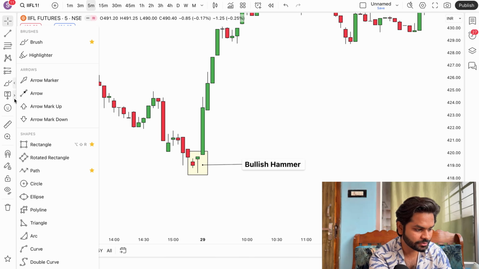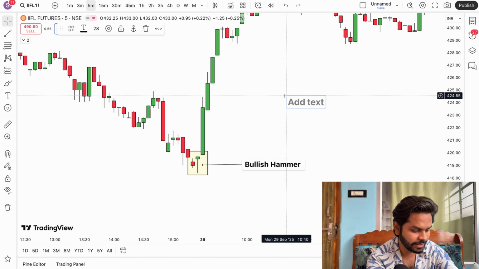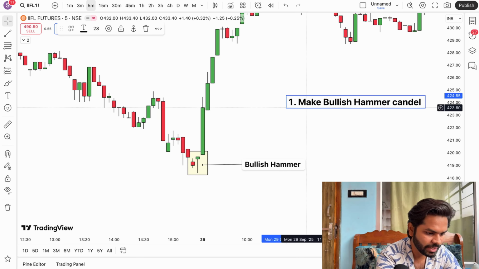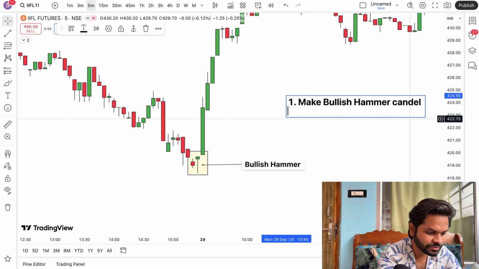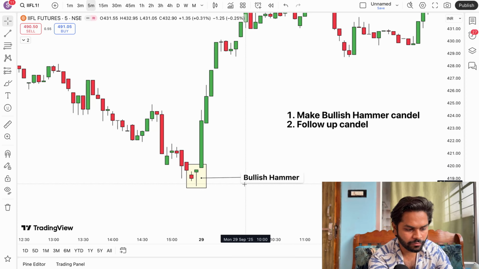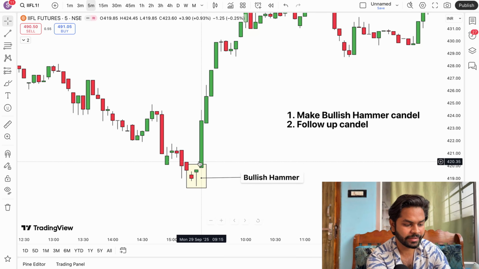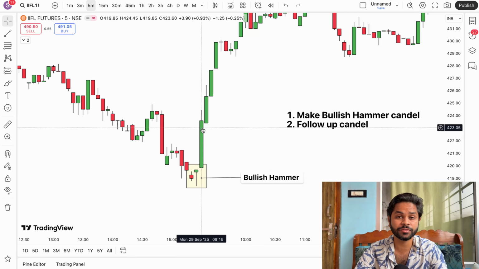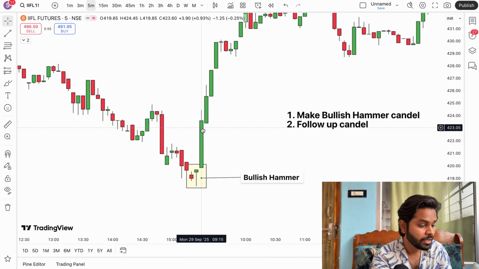The first thing, I'll write it down here, was to make a bullish hammer candle. Second, it should make a follow-up candle. If you observe, once the bullish hammer candle was made, there is a follow-up strong body candle. This is what I was talking about. Making a follow-up candle is very important. Nothing else you have to do.